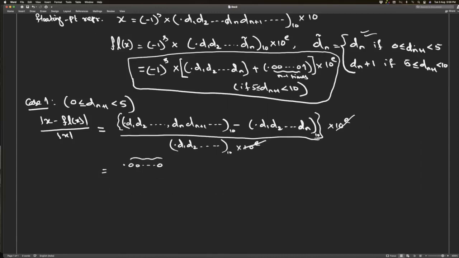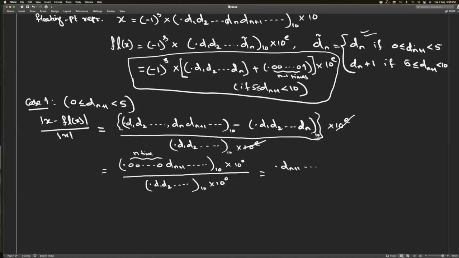0.000 up to first n terms, because the first n digits in the mantissa coincide, and then we will have dn plus 1 at the n plus 1th digit, and then it goes on, into 10 to the power of 0, divided by point d1, d2 and so on into 10 to the power of 0, and that can be written as point dn plus 1 and so on, 10 to the power of minus n divided by point d1, d2 and so on into 10 to the power of 0.